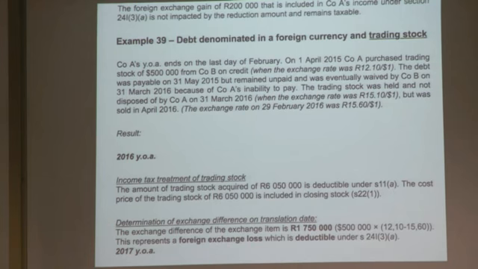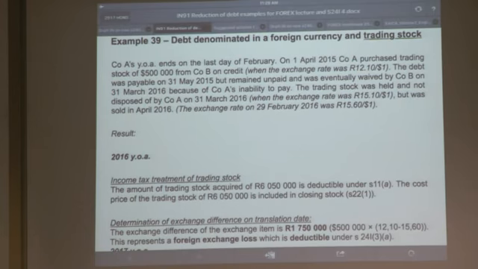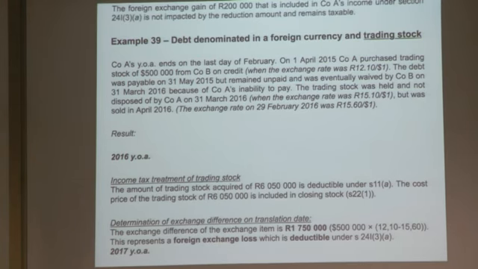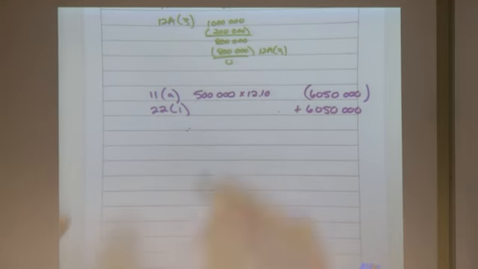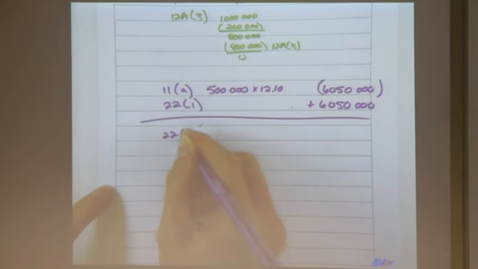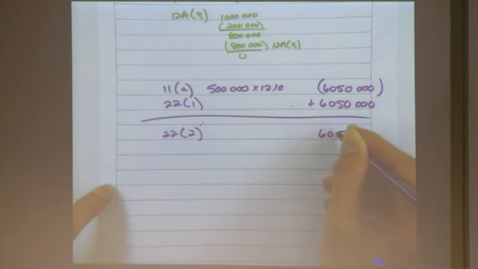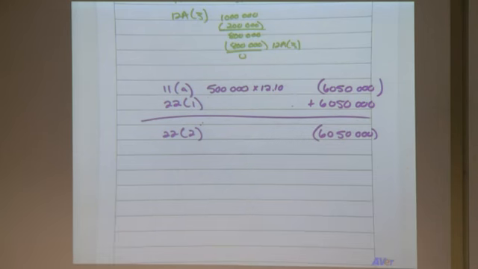The trading stock was held and not disposed of by Company A at the end of March 2016, and then they give you the exchange rate on that date. And then it was sold only in April when it was 15.6. Okay. So do you agree with that first part, the income tax treatment of the trading stock? I've got my 11A deduction, and then I'm going to have my closing stock inclusion at 6050. Yes? Same when I get to my next year, I'm going to have opening stock of 6050. Yes? What is my 24I? Where does 24I come in?